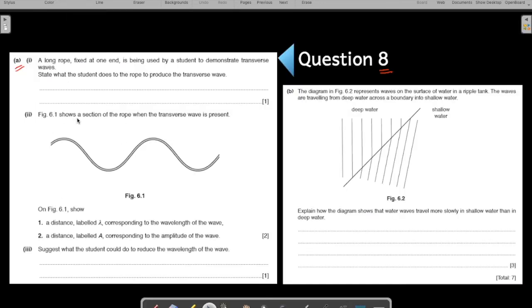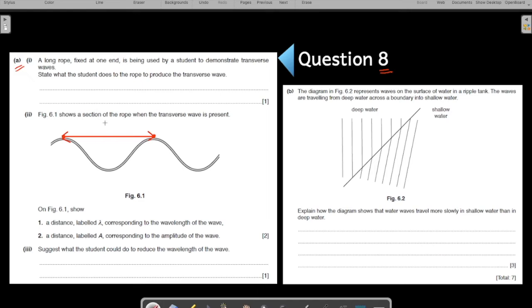On the figure, which shows a sketch of the rope where transverse wave is present, you see some transverse wave present here. On this figure show a distance labeled lambda corresponding to the wavelength of the wave. You have to label the wavelength. So peak to peak. Make sure that your line is moving all the way from one peak to the other peak.